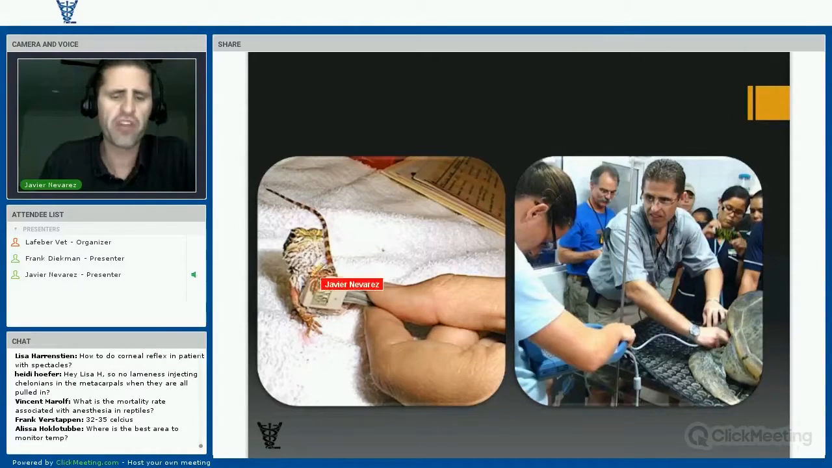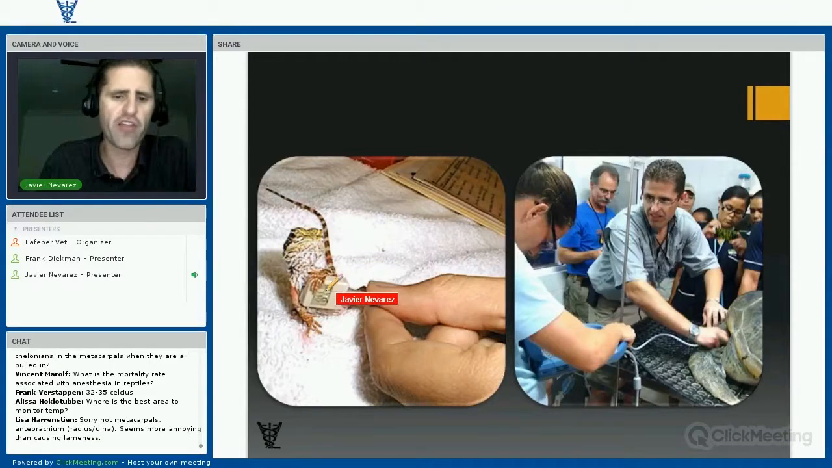So here's just two kind of extreme monitoring examples. Here's a little bearded dragon, a little juvenile. You can see that Doppler probe is almost bigger than he is. And here's a sea turtle. This is in Mexico a few years back. We didn't have a Doppler or an ECG, but we had access to an ultrasound machine, and that worked really well to monitor this animal.